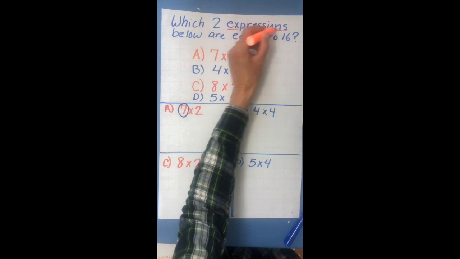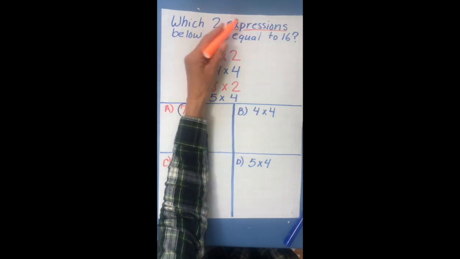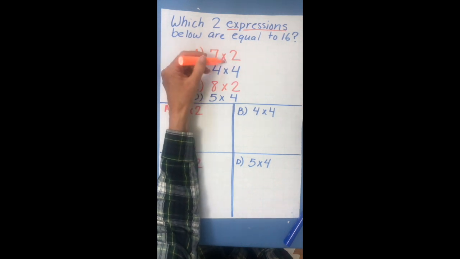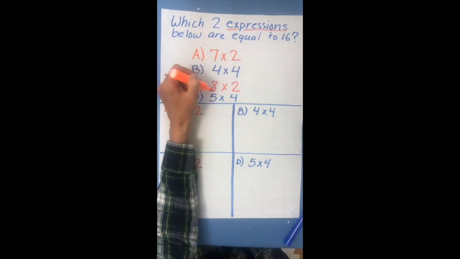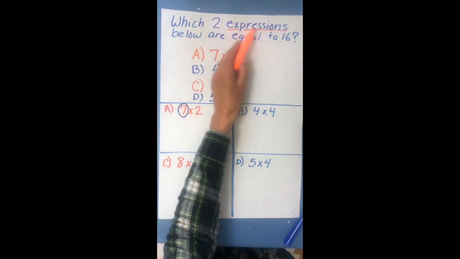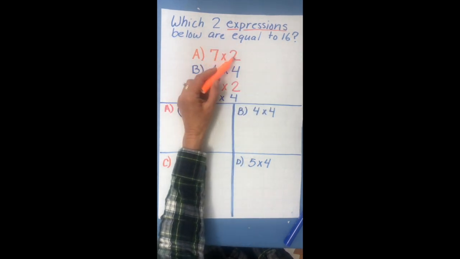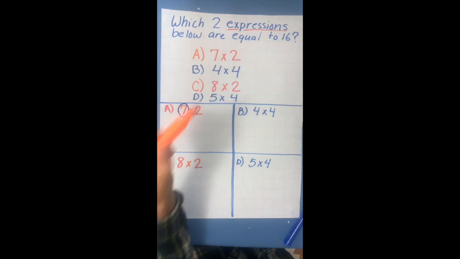Now, expression is a vocabulary word and it just means without an equal sign. So 7 times 2 is an expression, 4 times 4 is an expression, 8 times 2 is an expression, and 5 times 4 is an expression. So they're saying, which two expressions below are equal to 16? So you just want to know which one of these, A, B, C, or D, is equal to 16.